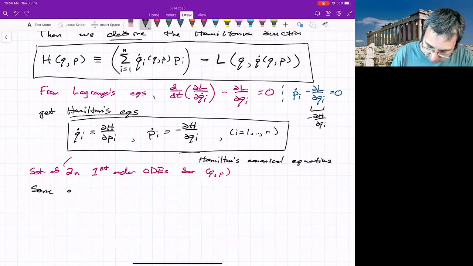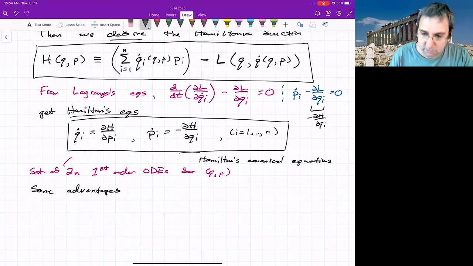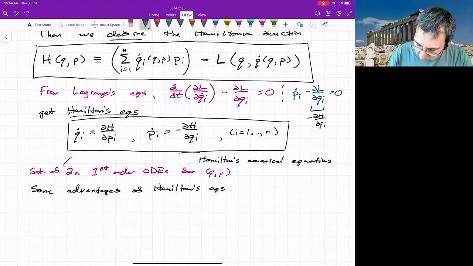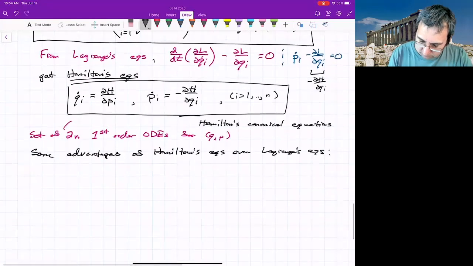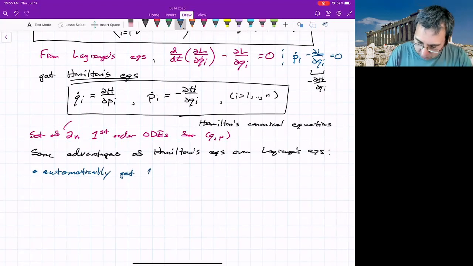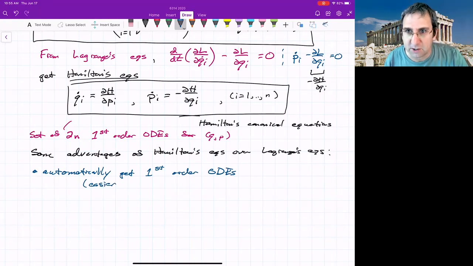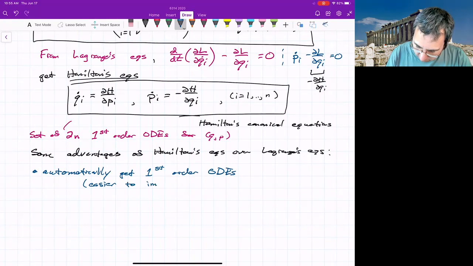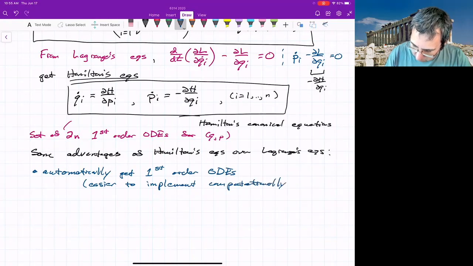So I'm going to write even more advantages here. Some advantages of Hamilton's equations over Lagrange's equations. You automatically get first order ODEs, which in this day of doing lots of computations, it's easier to implement computationally. That's good.